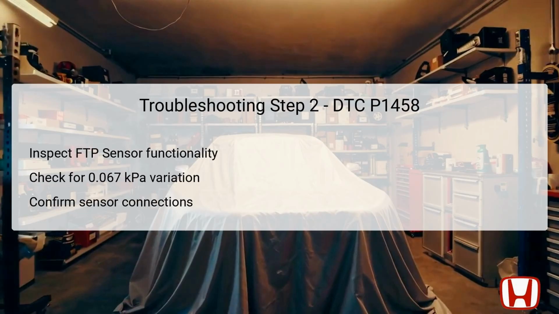During the second troubleshooting step, a functional inspection of the FTP sensor is undertaken. After connecting the FTP sensor, verify that the sensor reading does not vary by 0.067 kilopascal, which is equivalent to 0.02 in Hg, or more within 3 seconds. If it does, that indicates a malfunction of the FTP sensor, and it should be replaced.